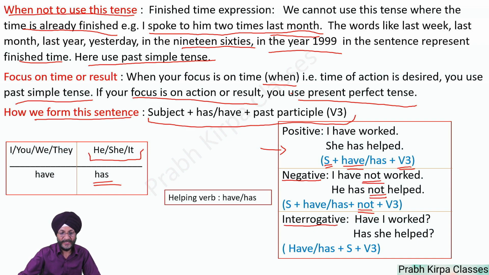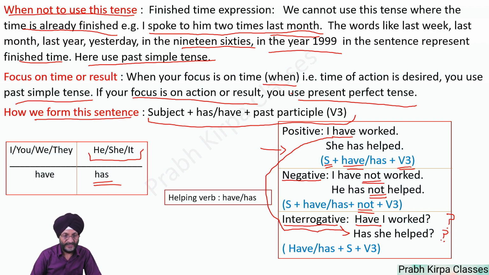And when we make the sentence interrogative, we simply do that the helping verb comes to the start of the sentence. So you will see: have I worked, has he helped. And please don't forget to add the interrogation mark at the end of the sentence.